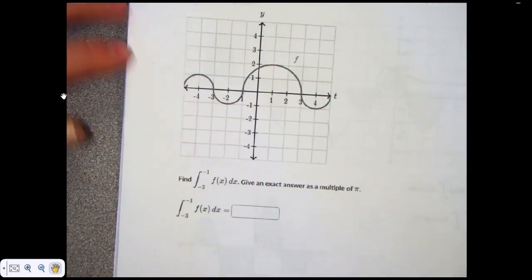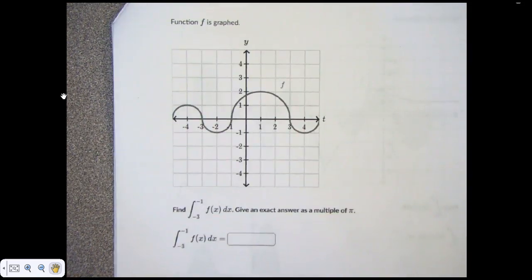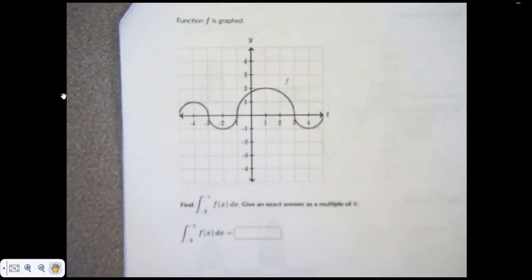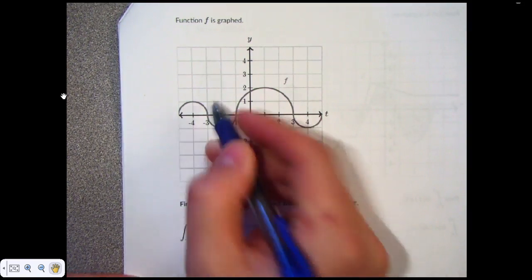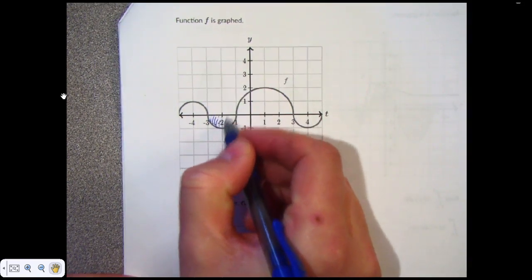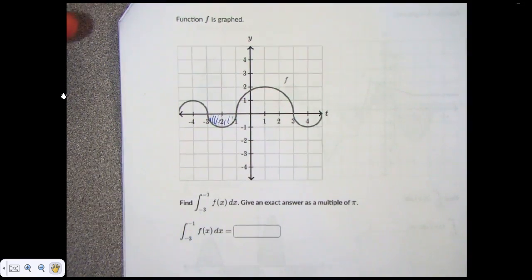All right, let's keep going. This is integrals with area formulas, so it's almost like a geometry type thing combined with the calculus notation. So from -3 to -1, I'm looking for this little piece here. I want to find the area, right? So that is a half of a circle.